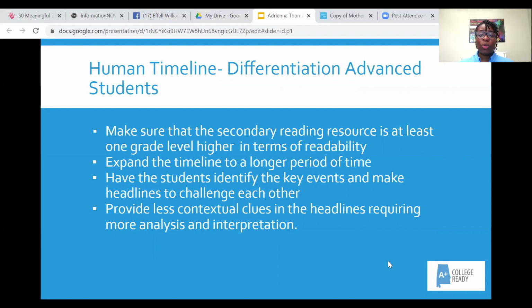So in review, in my conclusion, what is the human timeline? The human timeline is simply a strategy used to help students place things in order. You can use it when you're looking at periodization, or coherence, when you're looking at one major event and trying to place that in order. Remember, when you're preparing, you give the students the resources, they read the resources, they place those in order while you're helping them. You allow them to work in groups to compare their information.